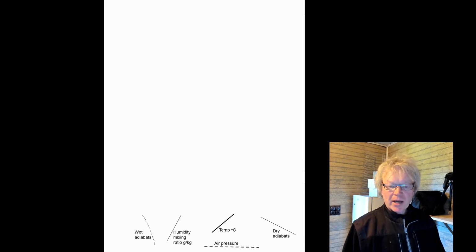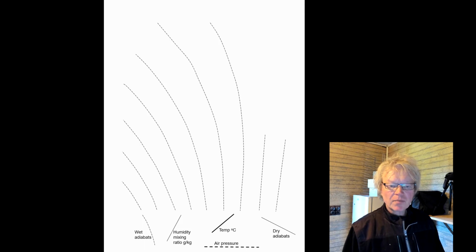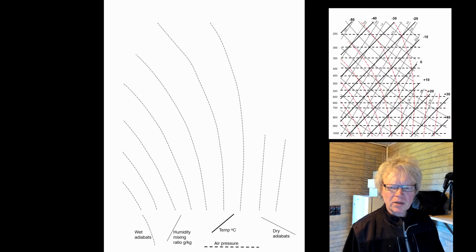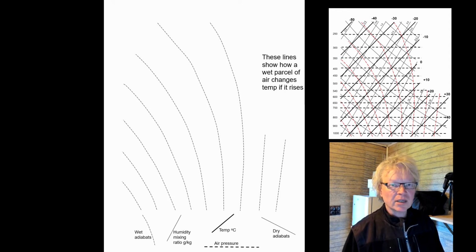Go back to our blank page. The next set of lines are these lines. What on earth are these lines? These lines show the temperature of an air parcel as it rises through the atmosphere after it has become wet. So after it's reached its dew point temperature. Remember I said that the rate of change, the saturated adiabatic lapse rate, is less, and so these lines are more vertical than those dry adiabatic lapse rates.